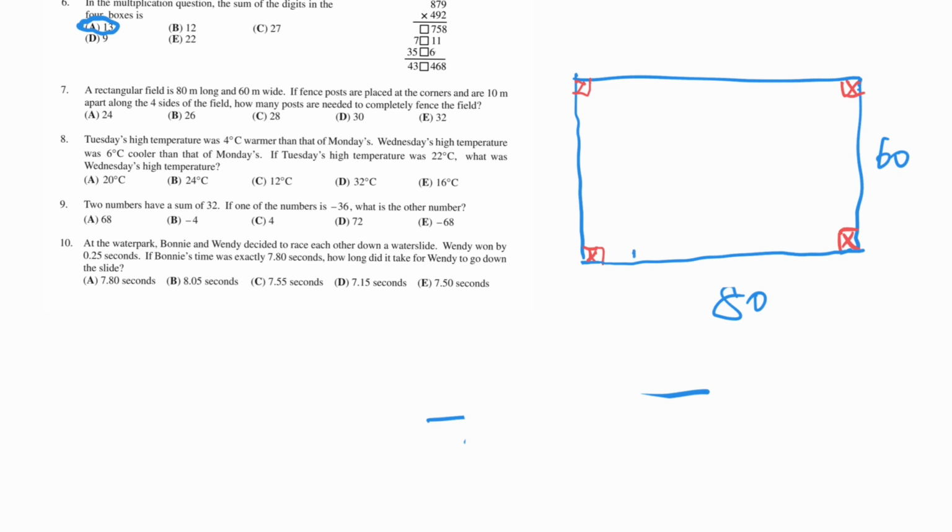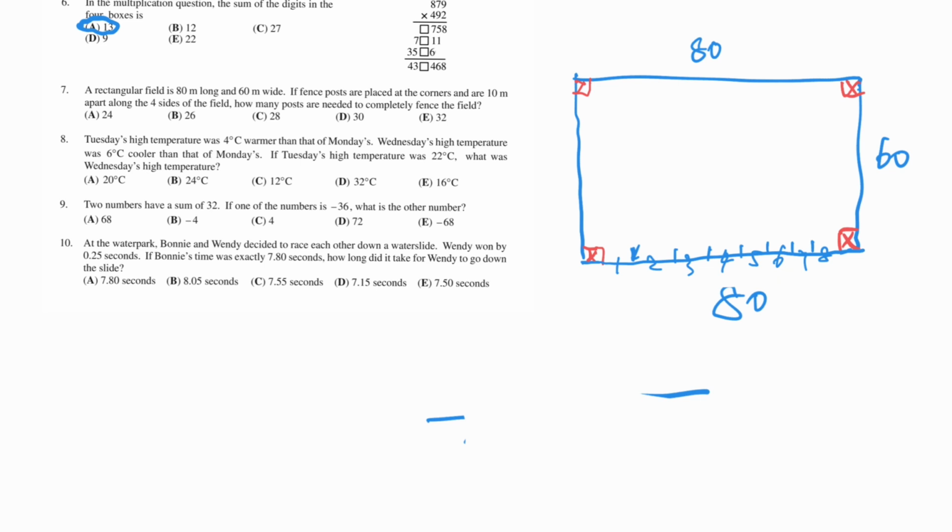So we do the 1, 2, 3, 4, 5, 6, 7. Divided the whole fence into 8 parts. So 1, 2, 3, 4, 5, 6, 7, 8. That's the 80 meters. Same thing. The opposite is 80 meters. Still 7 posts.